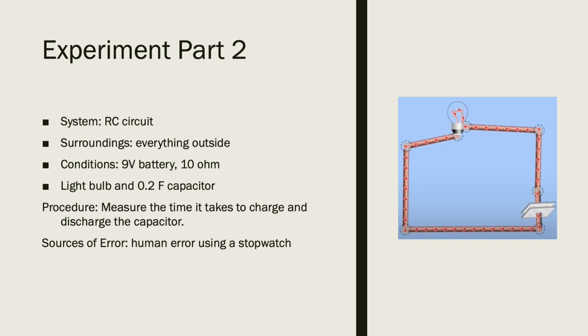Then we had part 2 of the experiment, which was an RC circuit, and I pretty much had the exact same case, but this time I had a 9-volt battery, a 10 ohm light bulb, and a 0.2 F capacitor, and then repeated this again with the 20 ohm light bulb. The procedure was to measure the time it takes to charge and discharge the capacitor.